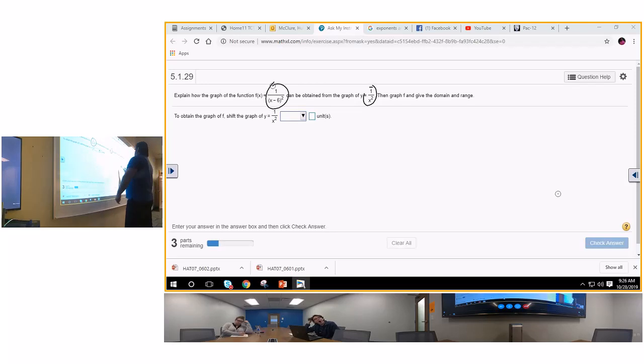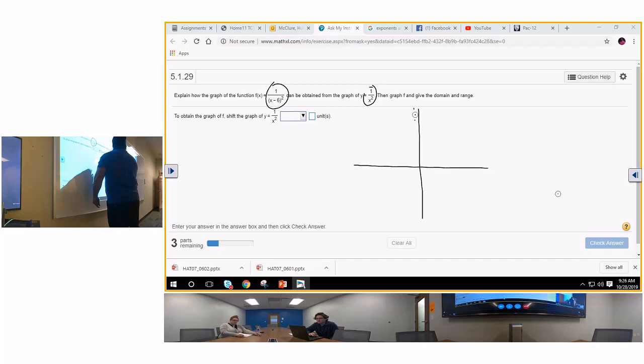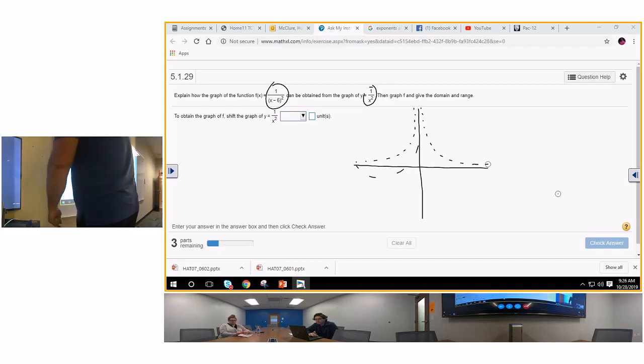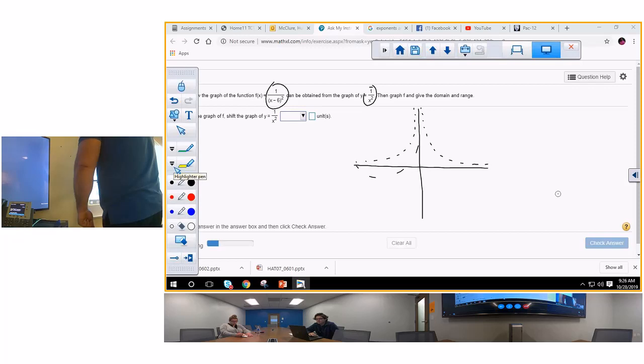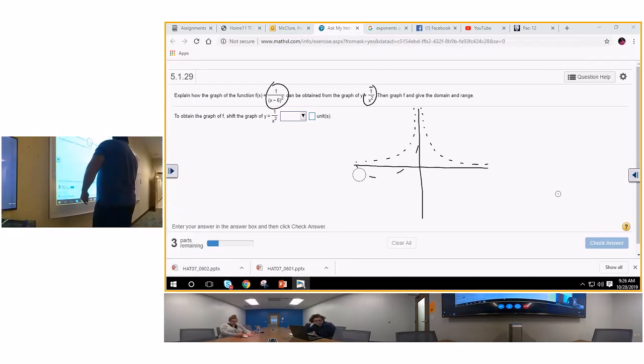So draw your parent graph. You can call it upside down funnel. Upside down funnel. There we go. There's our parent graph. Let me erase my arbitrary marks that always come up when I use dotted lines.